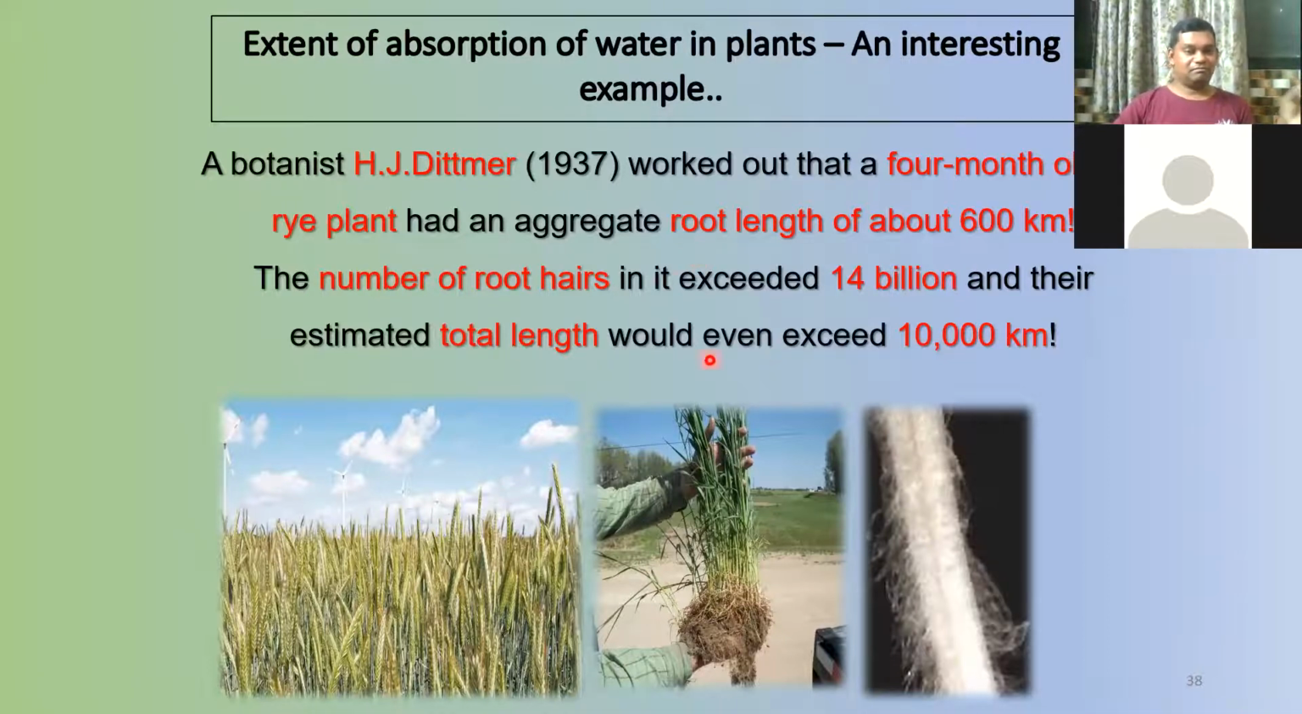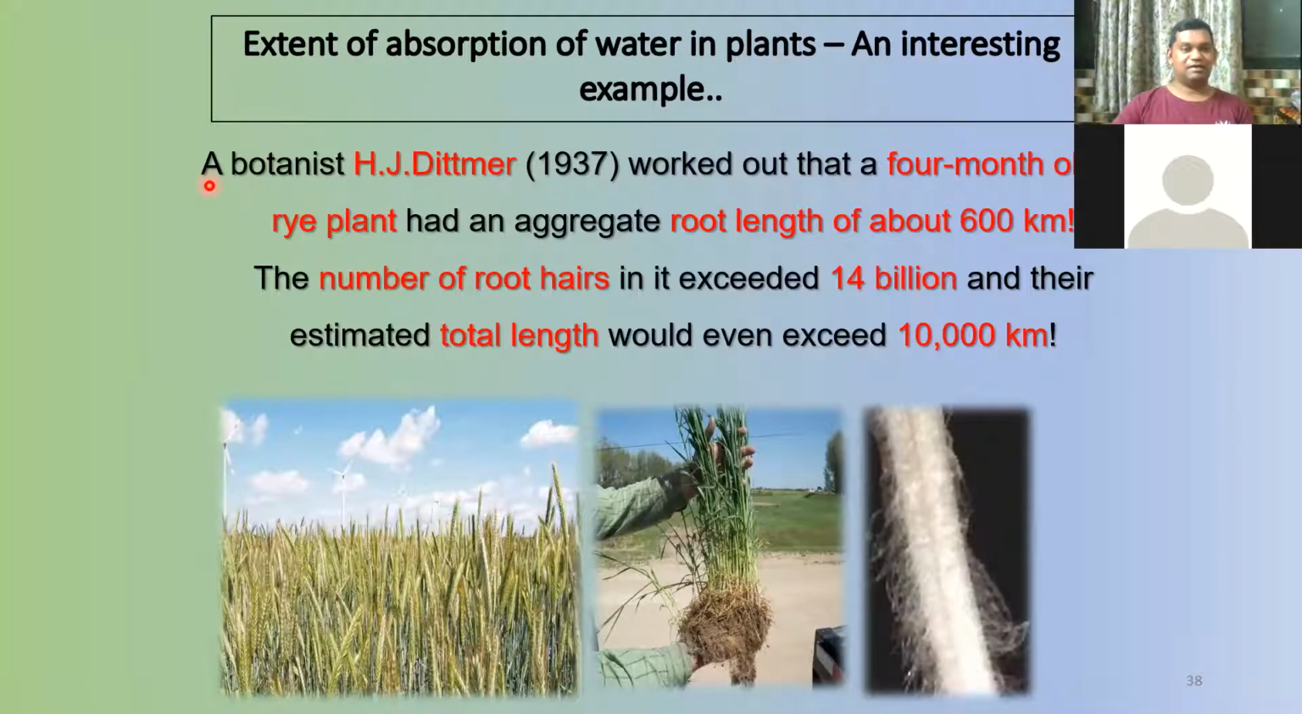The estimated number of root hairs in just a 4-month-old rye plant was more than 14 billion, and the total length estimated would even exceed 10,000 kilometers. Imagine just a small herbaceous plant like this one has so much root length. So what will happen for huge trees? Absorption by the plants is at a very high level because plants have the highest requirement.